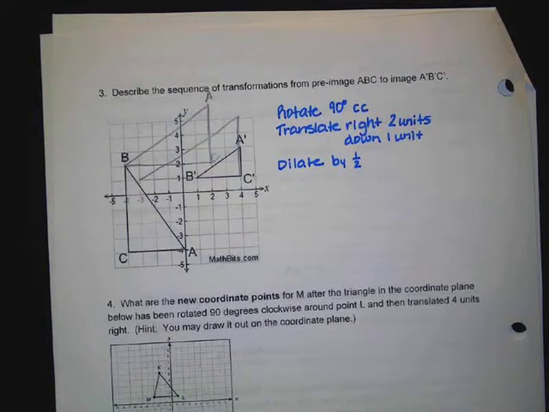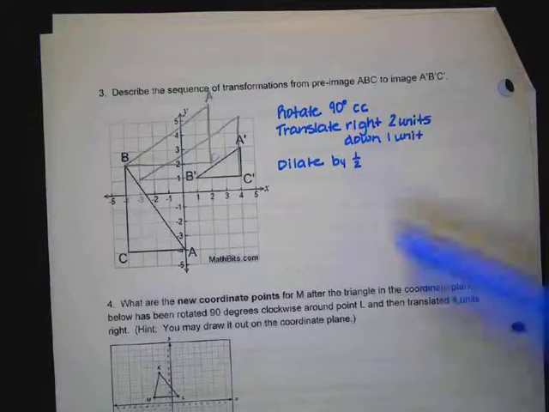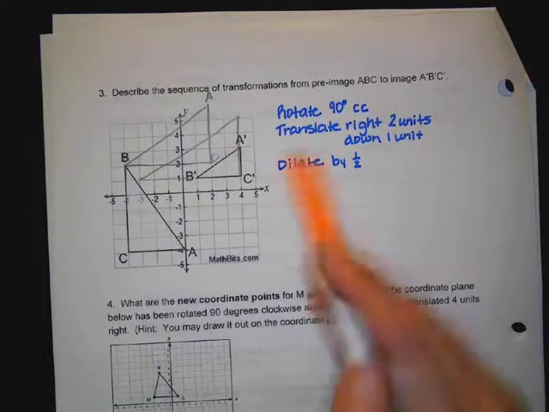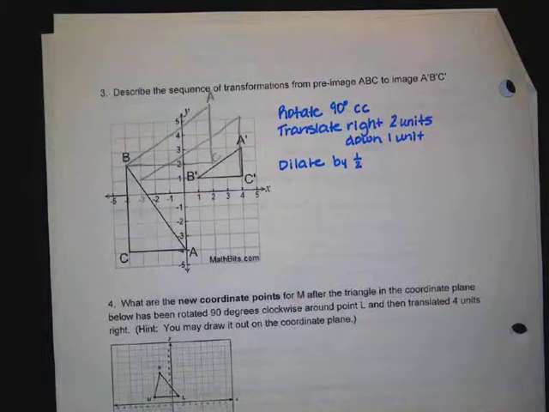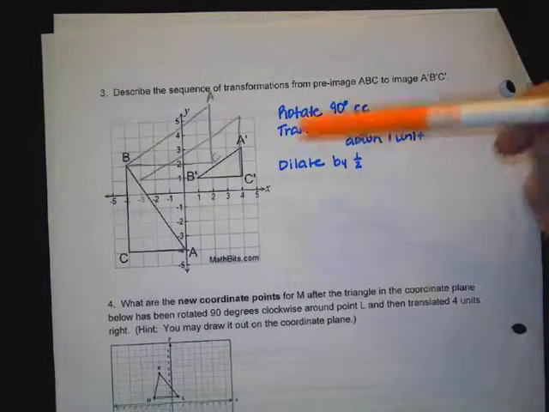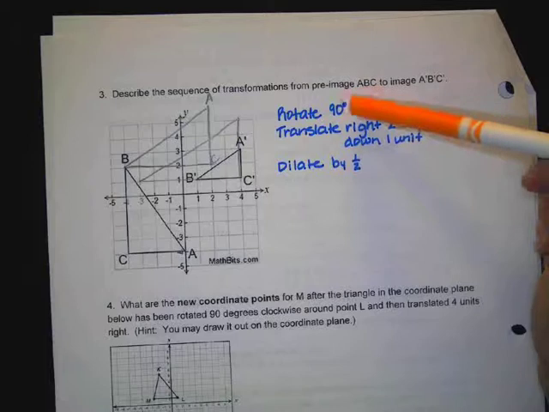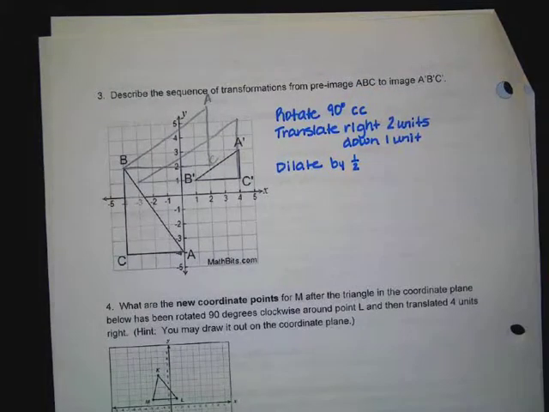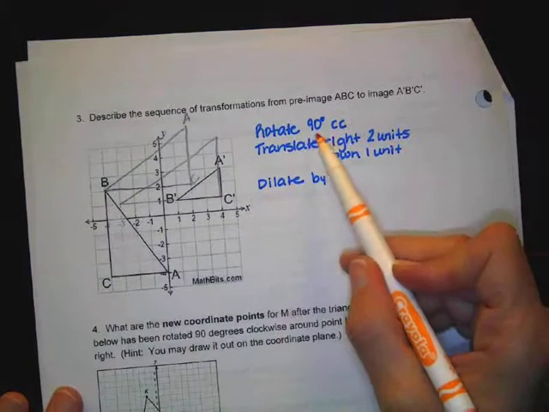If I'm going to rotate 90 degrees counterclockwise, do we know how to do that? Yeah. With coordinate notation? We do. I have to think back to what Wyatt said. We have to switch the points, and the first one becomes a negative. So there's coordinate notation for rotate this thing 90 degrees counterclockwise. What would coordinate notation look like for translate right 2 units and down 1 unit?